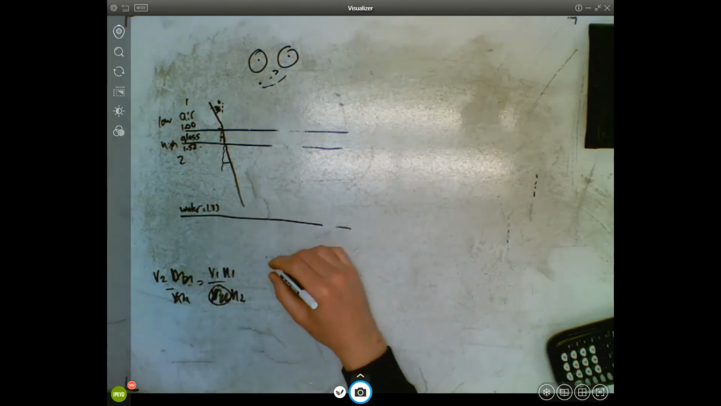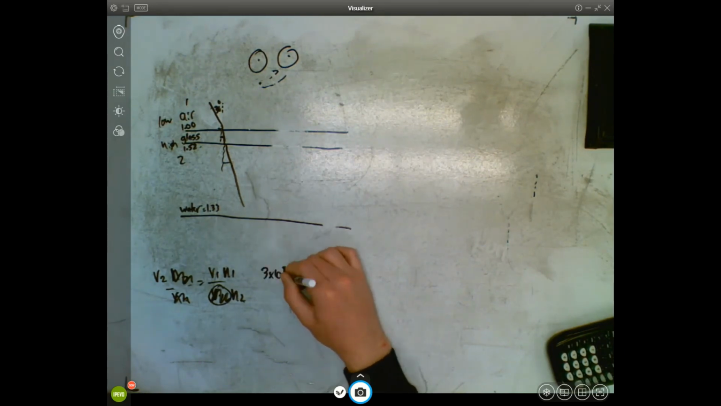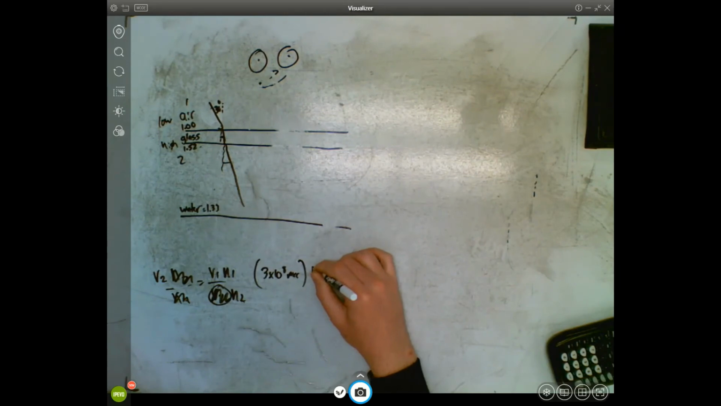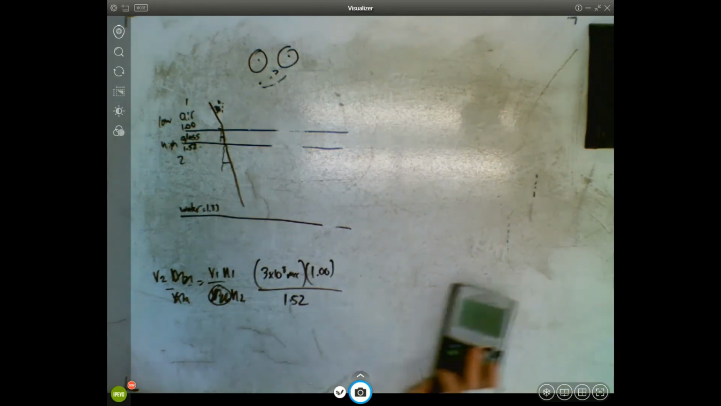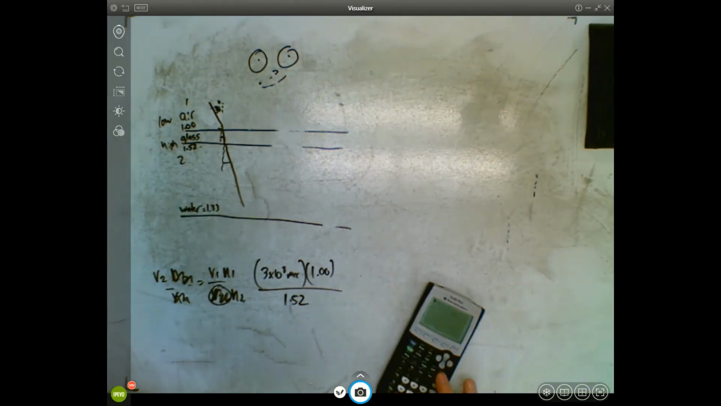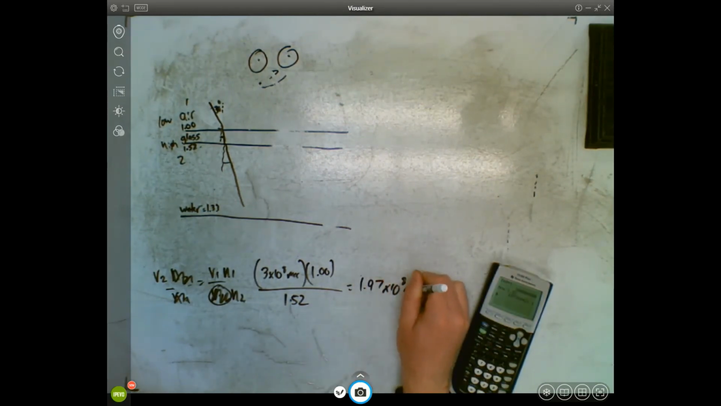So v1 is air, which is 3 times 10 to the 8 meters per second. n1 is 1. And n2 is the glass, which is 1.52. And because it's got a bigger index of refraction, it should slow down even more than the last question. So 3 times 10 to the 8 times 1 divided by 1.52. And we get 1.97 times 10 to the 8 meters per second, just like I said.